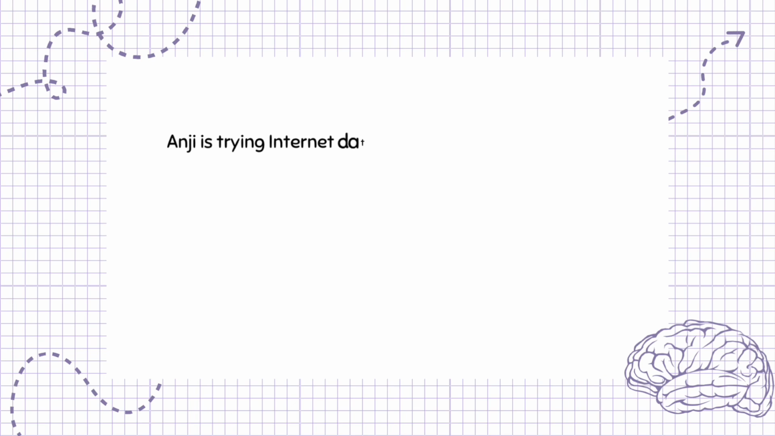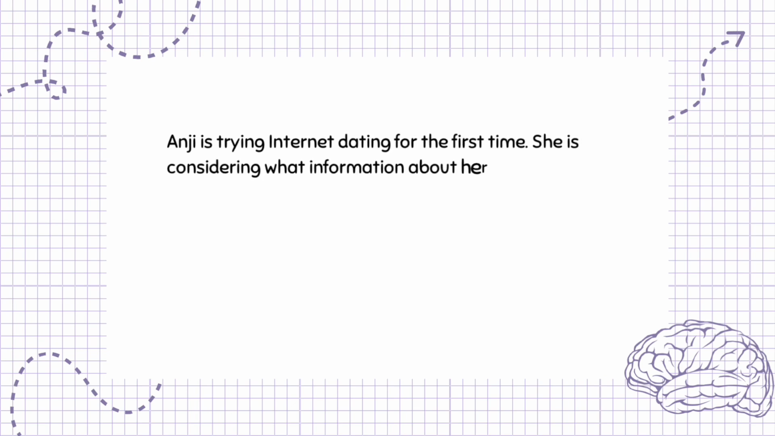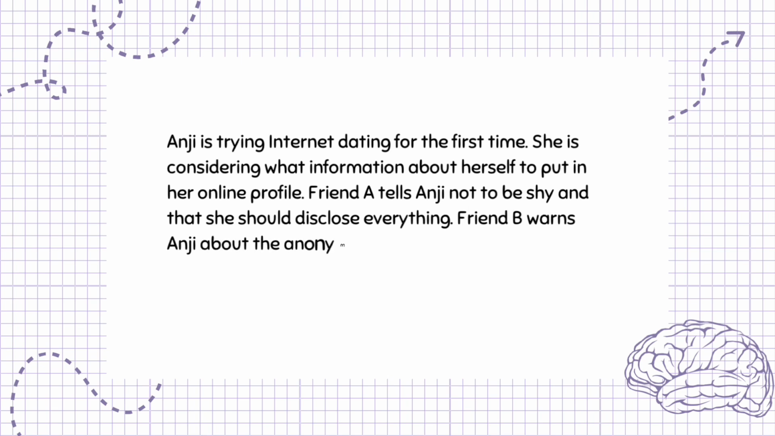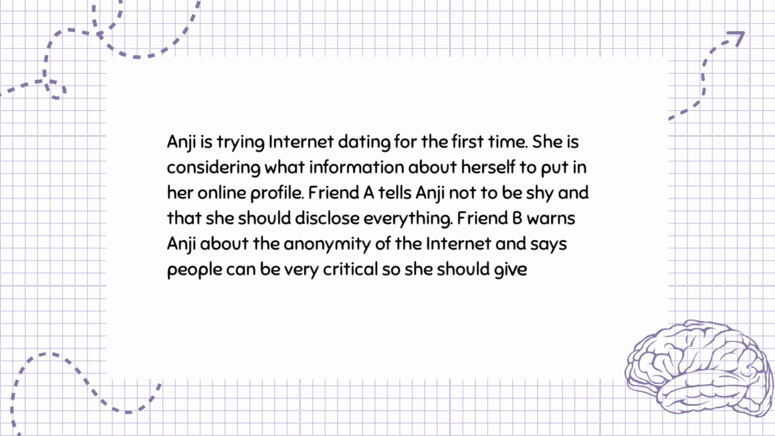Angie is trying internet dating for the first time. She is considering what information about herself to put in her online profile. Friend A tells Angie not to be shy and that she should disclose everything. Friend B warns Angie about the anonymity of the internet and says people can be very critical, so she should give out limited information at the start.